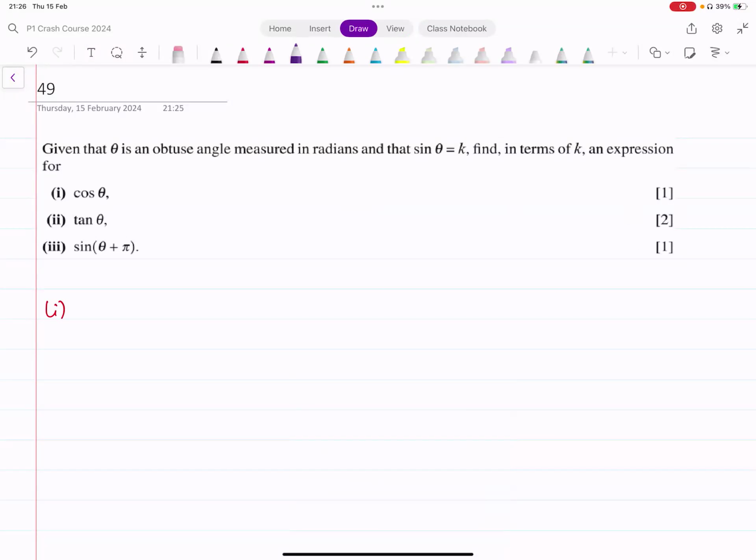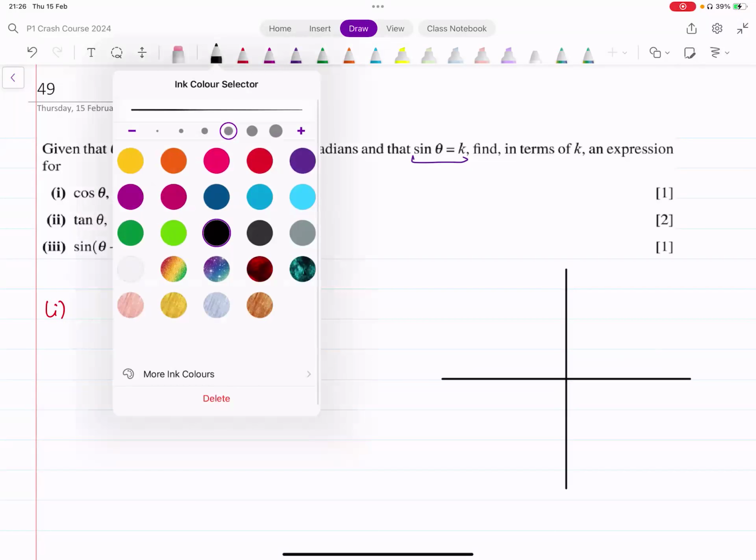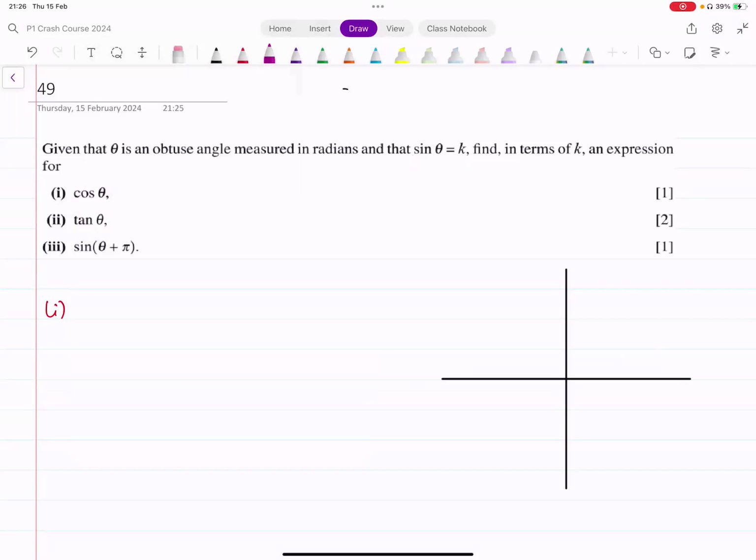Given that theta is an obtuse angle measured in radians and that sine theta equals k, find in terms of k an expression for cos theta, tan theta, and sine of theta plus pi. Okay, again, let's think of this right angle triangle. Where is this triangle going to be now? The angle is obtuse, so it's in the second quadrant. It's going to be here like this. This whole angle is theta, the obtuse angle.